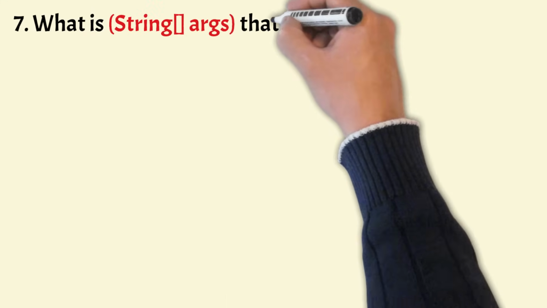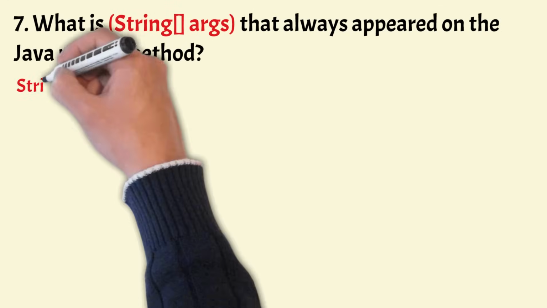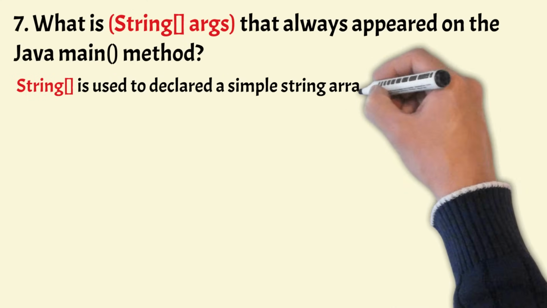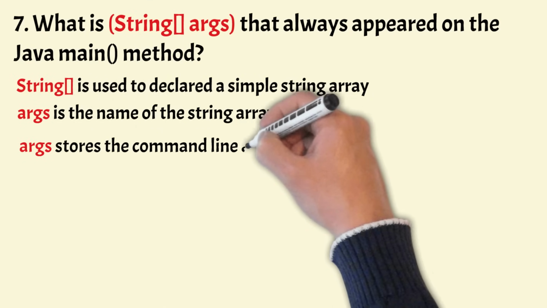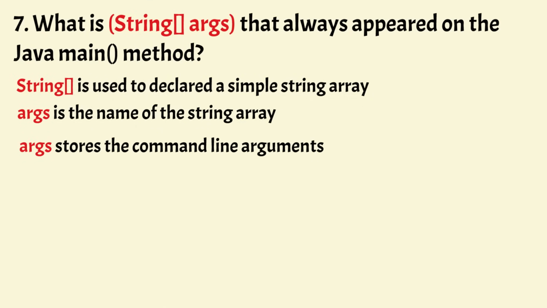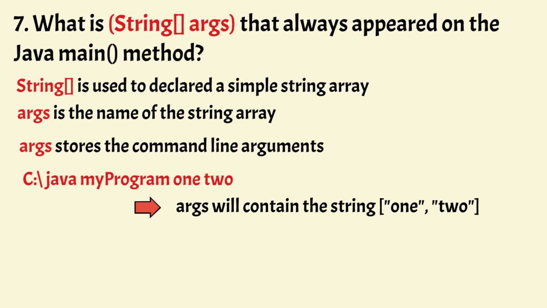Okay, so the next one is, what is the String args that always appears in the Java main method? String array is used to declare a simple string array, and args is the name of the string array. Args stores command line arguments that are supplied when executing a Java program as an array of string objects. And if we run our program from the command line and supply arguments such as 1 and 2, then args will contain the strings 1 and 2. Hence, it is a necessary parameter for the main function. And these parameters are absolutely necessary in the main method in order for it to be treated as the entry point of the Java program.